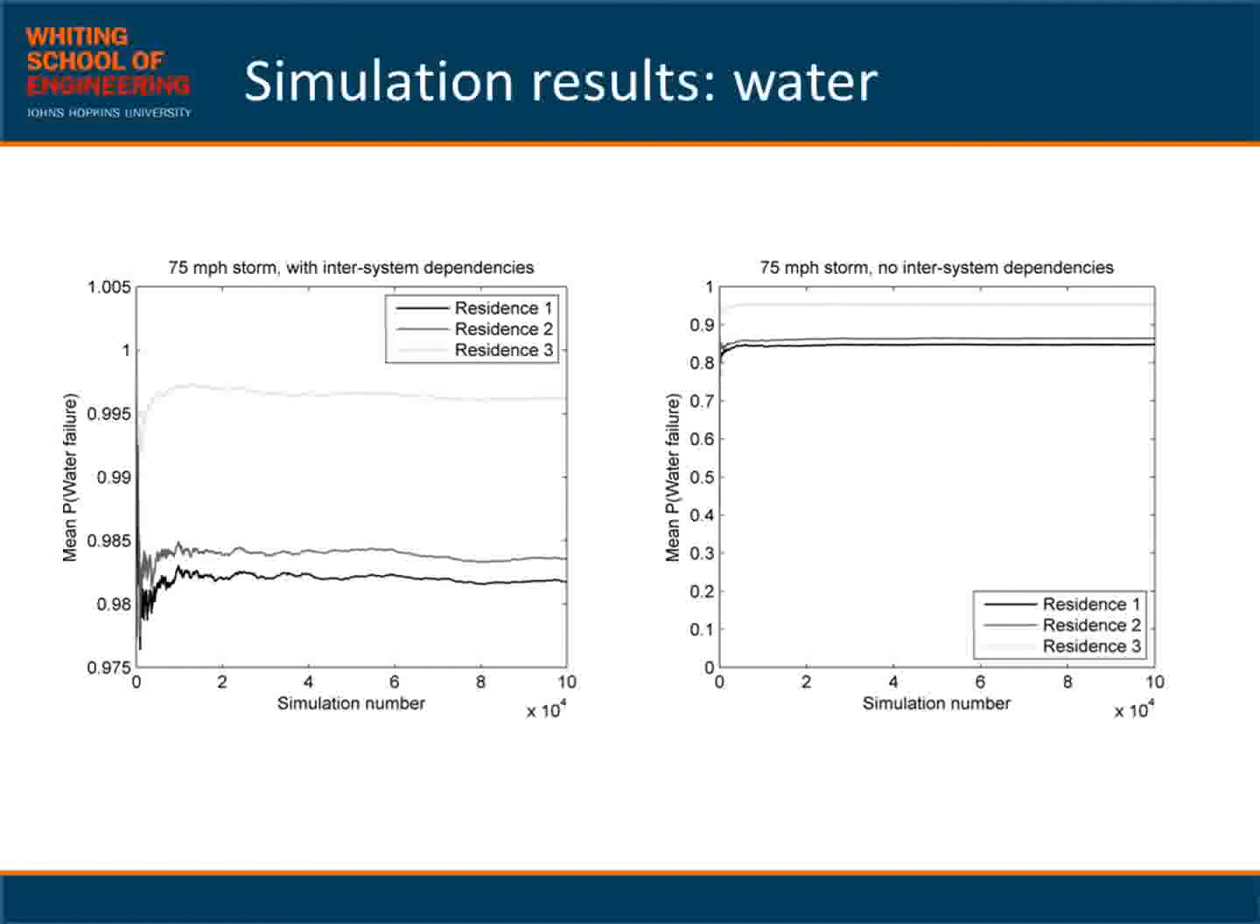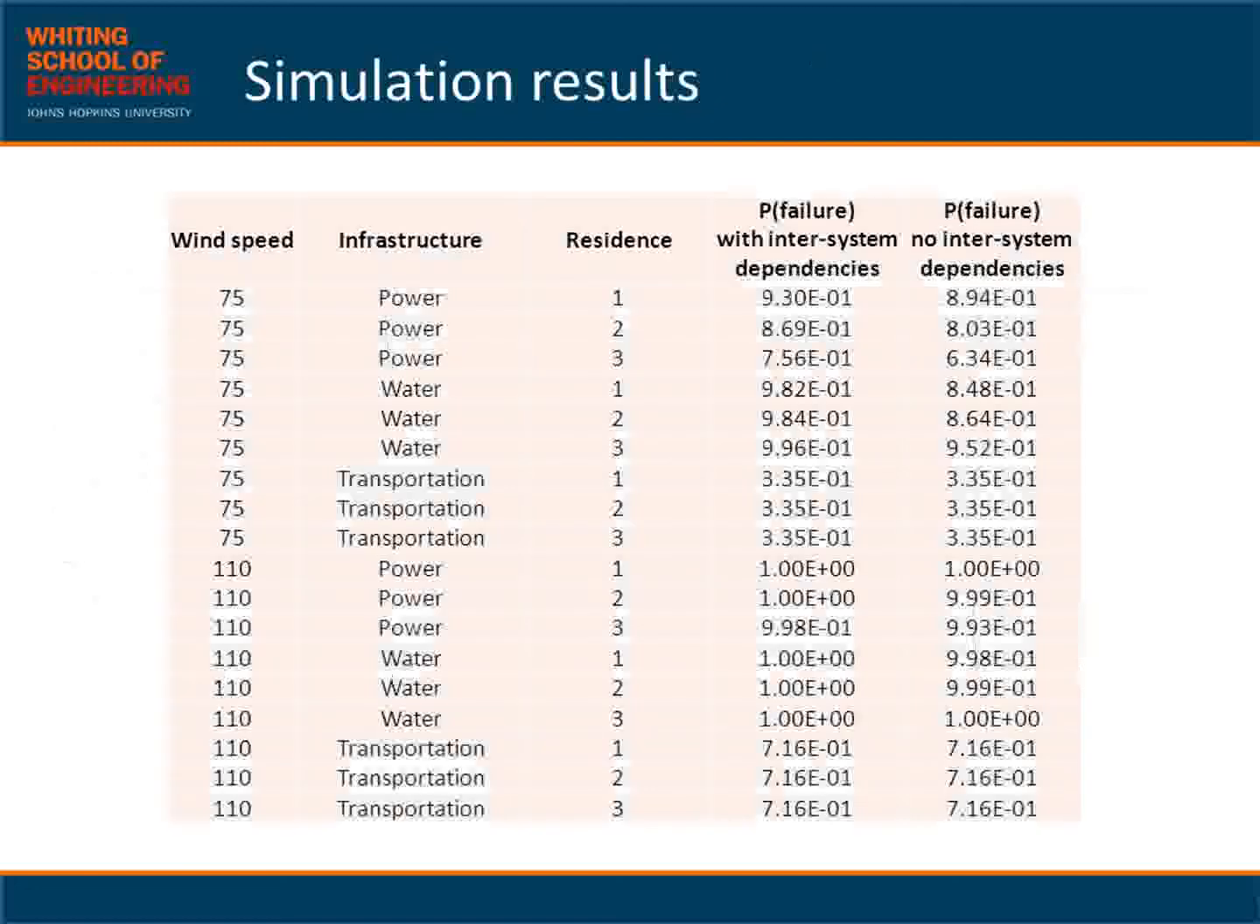Using the initial failure states of individual network elements from before, we propagated failures through the system based only on intra-system dependencies. For example, a pump depending on a pipe, rather than inter-system dependencies. For example, a pump depending on an electric line. Our simulation results are quantified as probabilities that power, water, or transportation will fail at each of the residences in our system when subjected to a hurricane.